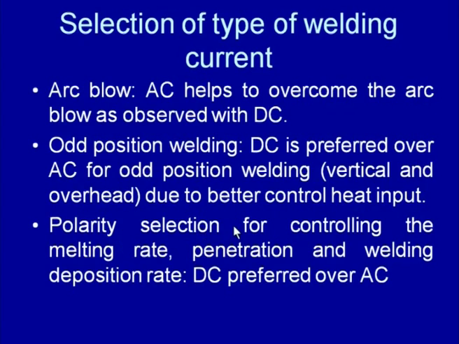Then the polarity selection. If you want to use a particular kind of polarity, then of course DC is preferred, because in case of AC the polarity keeps on changing in every half cycle. This polarity selection is many times desired to have the desired melting rate, penetration and deposition rate. For example, if you want more heat on the electrode side, then reverse polarity is used, that is, the electrode is made positive, and if you want more heat on the base metal side, then straight polarity is used. So, the factors related to melting rate, penetration rate and welding deposition rate are dictated by the polarity being used. So, if you want to use a particular kind of polarity, then the DC is preferred over the AC.